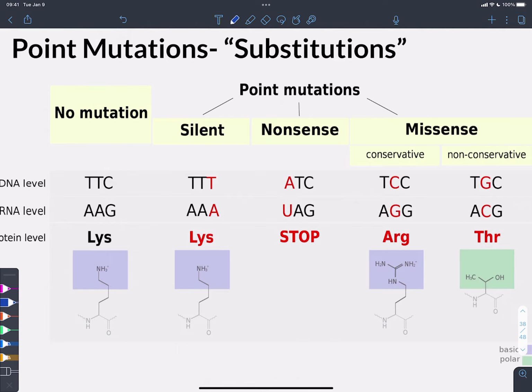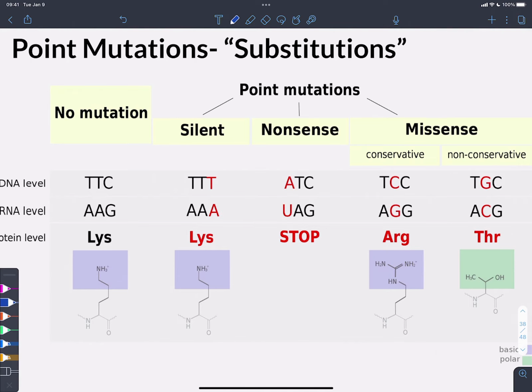So in this diagram, we see the initial sequence without a mutation. It's at the DNA level, it's TTC. Depending upon the nature of the change, that mutation can have different effects. It can be a silent mutation. Changing TTC to TTT takes an RNA codon of AAG and converts it into AAA. But in both cases, it's still calling for the same amino acid, which is lysine. So there is no effect of that mutation on the overall structure of the protein.